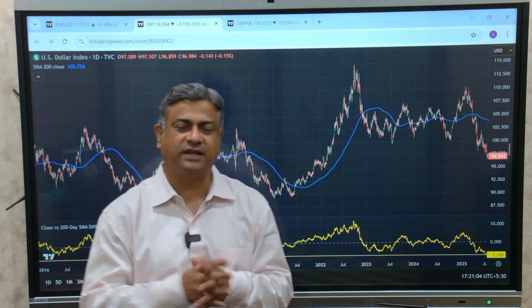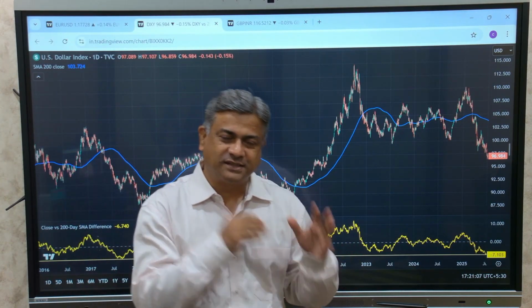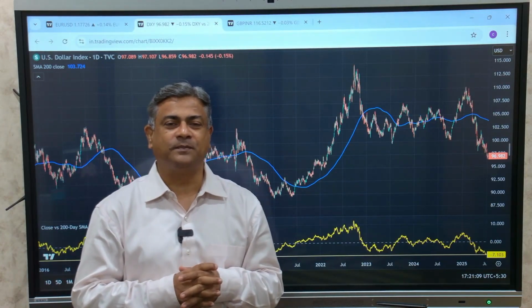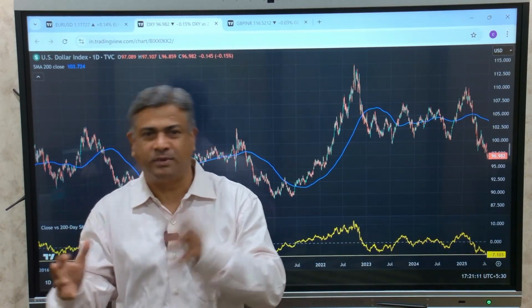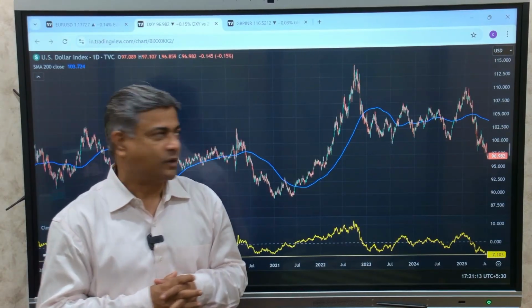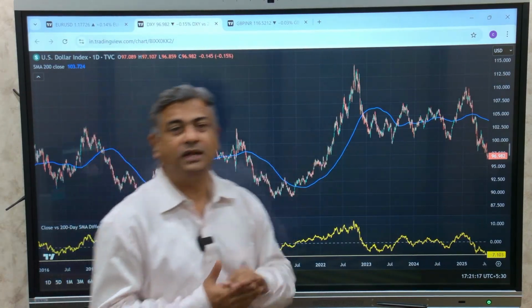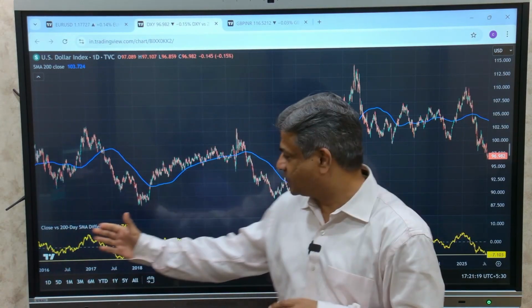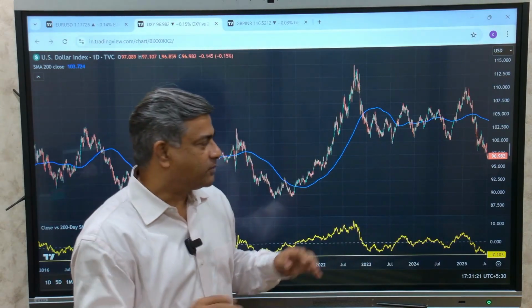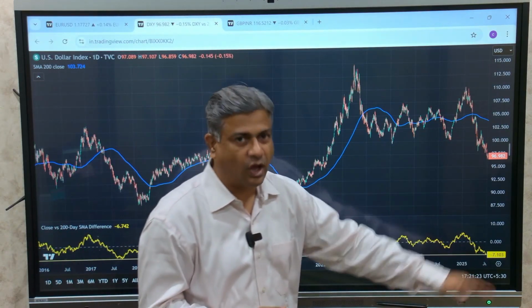I wanted to share something on the dollar index and consequently euro dollar, and its effect on GBP INR and euro INR. I want to share three charts. The first chart is a long-term dollar index chart from 2015-16 till now.